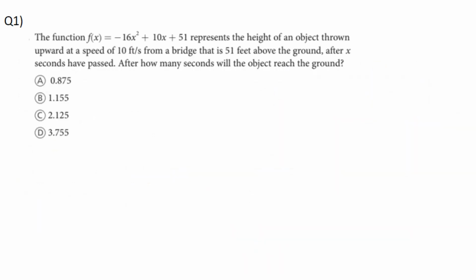The function f of x equals -16x square plus 10x plus 51 represents the height of an object thrown upward at the speed of 10 feet per second. Don't worry about this 10 feet per second because it is written over here. From a bridge that is 51 feet above the ground. So 51 is represented over here. After x seconds have passed, x shows the time.